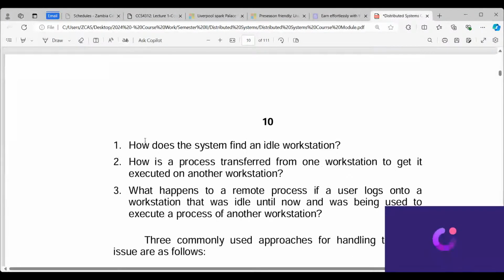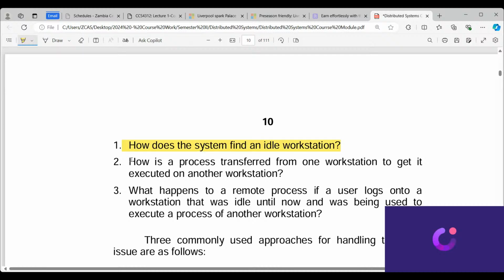One, you have to answer questions such as, how does the system find an idle workstation? How do you know to say, okay, machine A is idle, therefore when I submit my work, it will be processed by machine A, which has high processing power? So the key question is, how does the system find the idle workstation? How do you find the idle workstation?